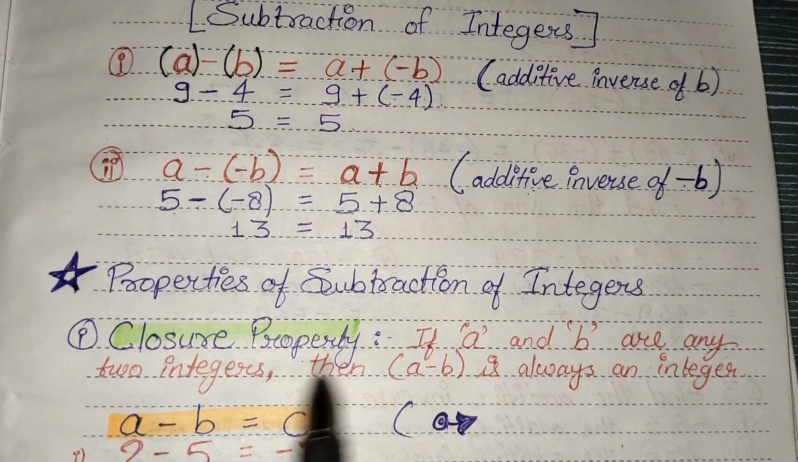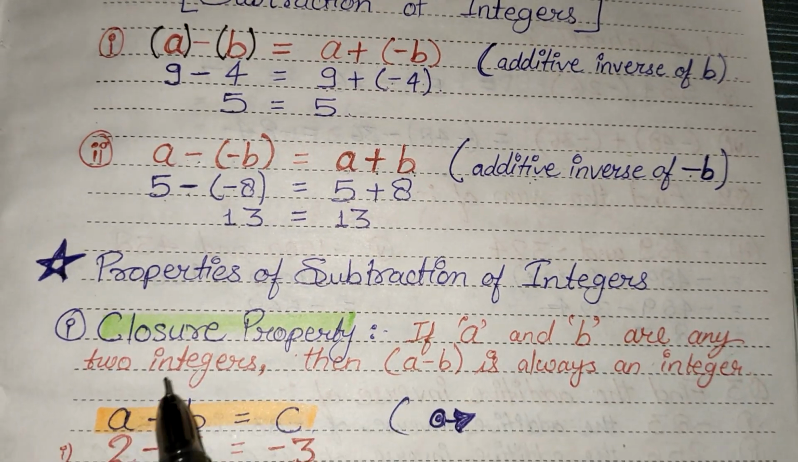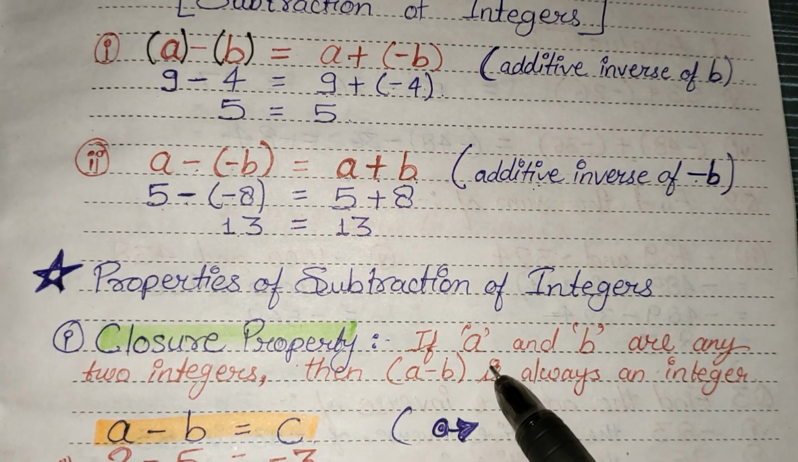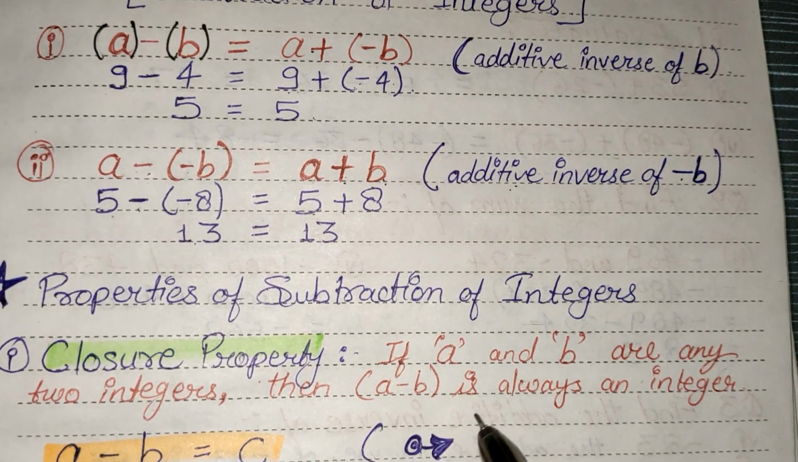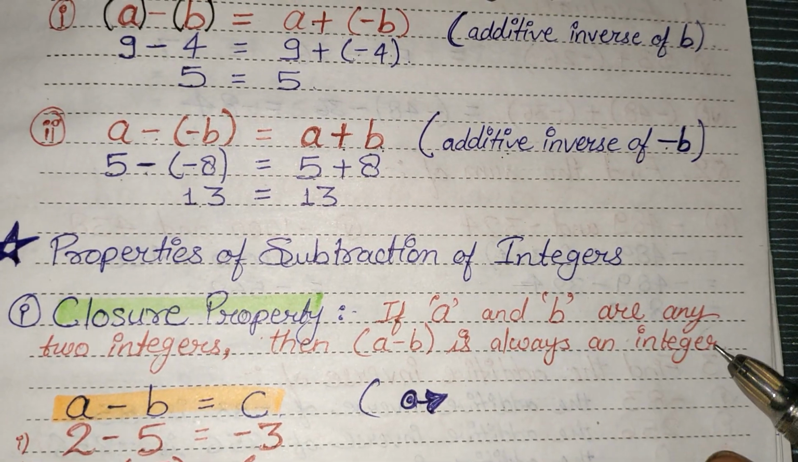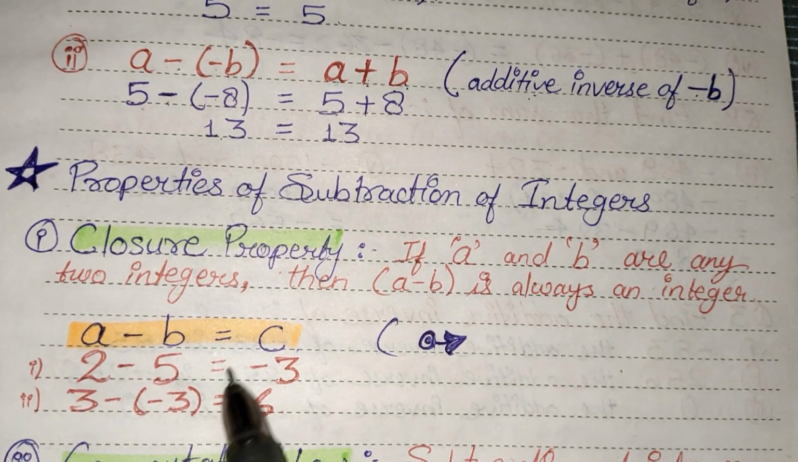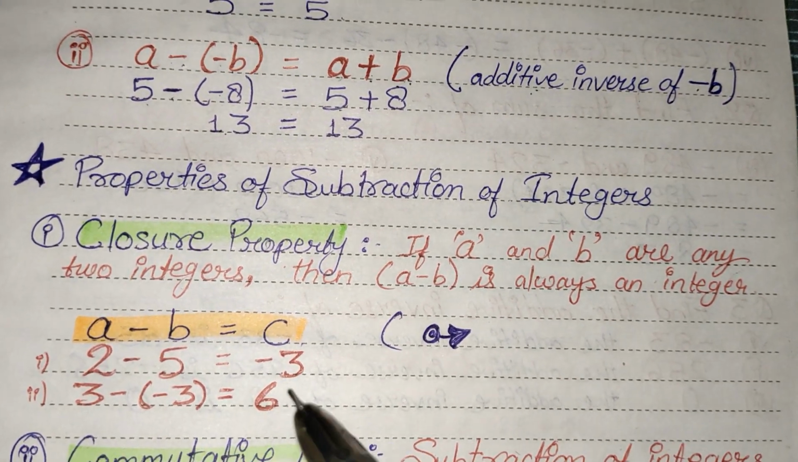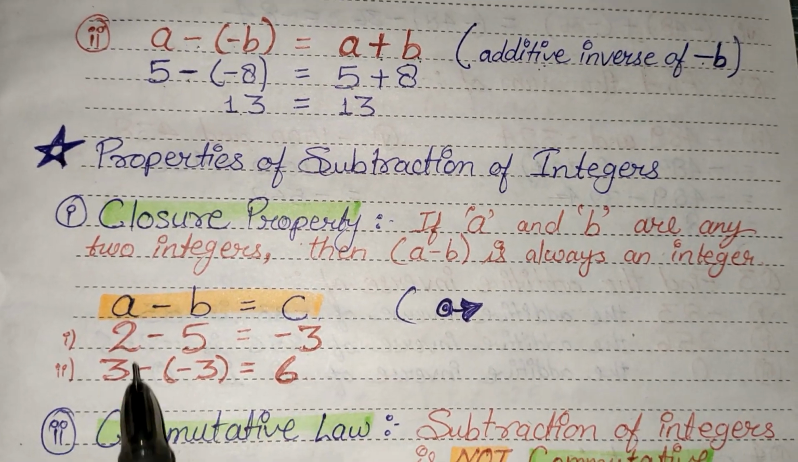Now see the properties of subtraction of integers. First one is closure property. If a and b are any two integers, then a minus b is always an integer. See, if you subtract two integers, you will get the result, and that result is an integer.